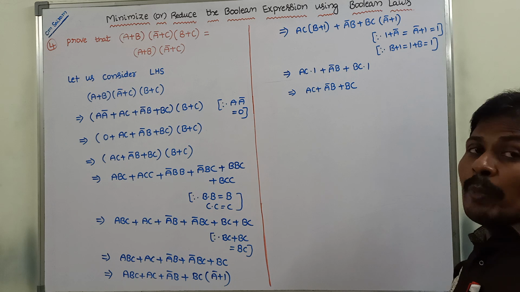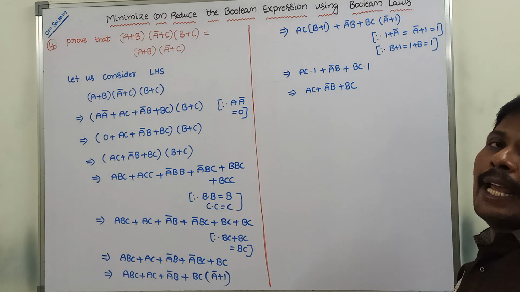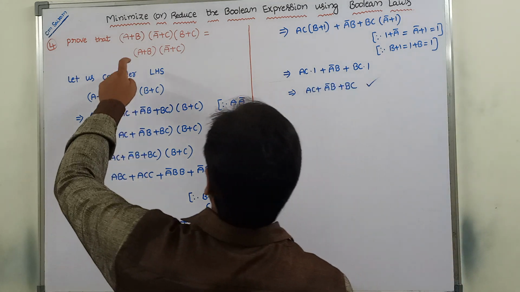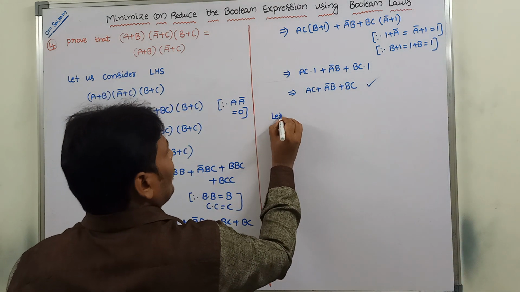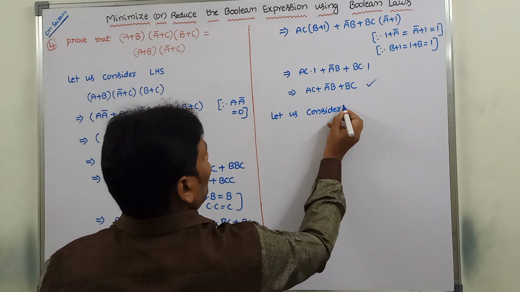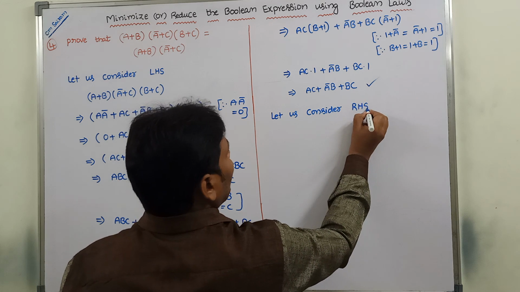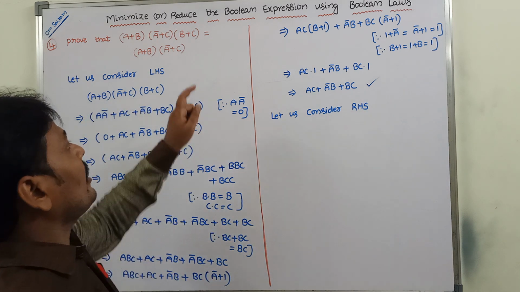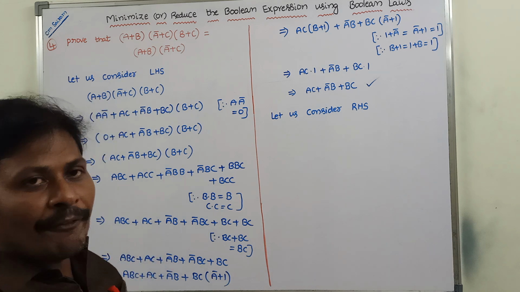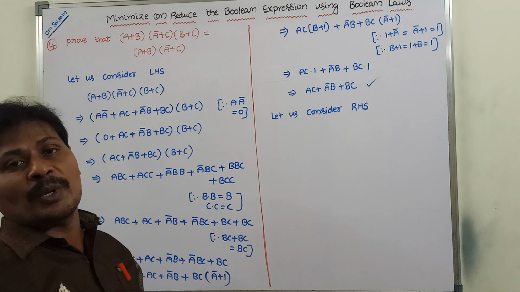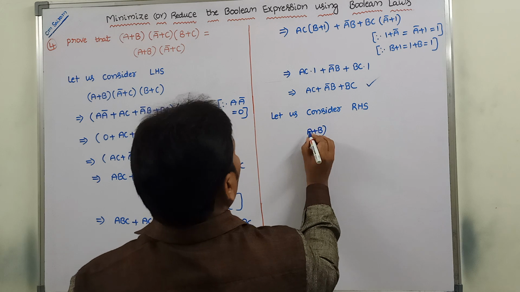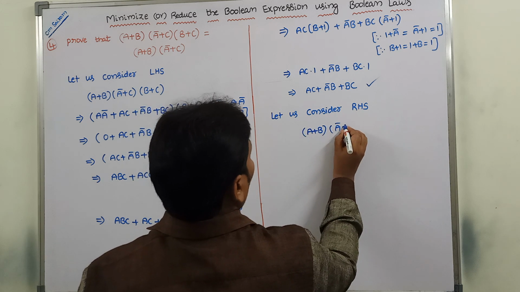Okay. After simplifying the left hand side Boolean expression, we are getting this answer. Okay. Now let us consider the RHS. Because after simplifying the left hand side expression, we are not getting the right hand side expression, so we have to simplify the RHS Boolean expression. A plus B into A bar plus C.